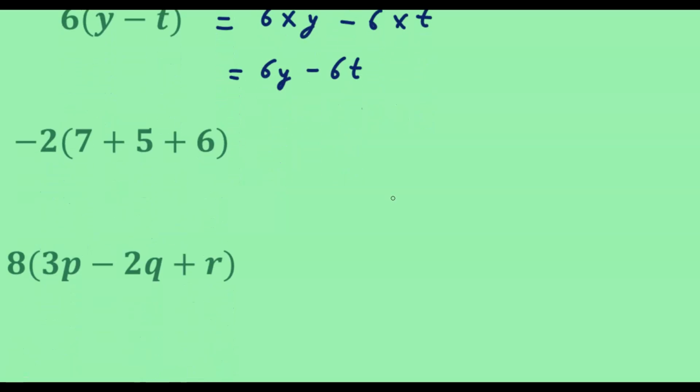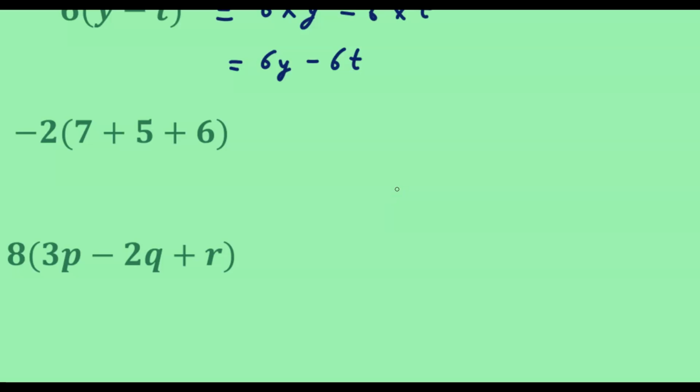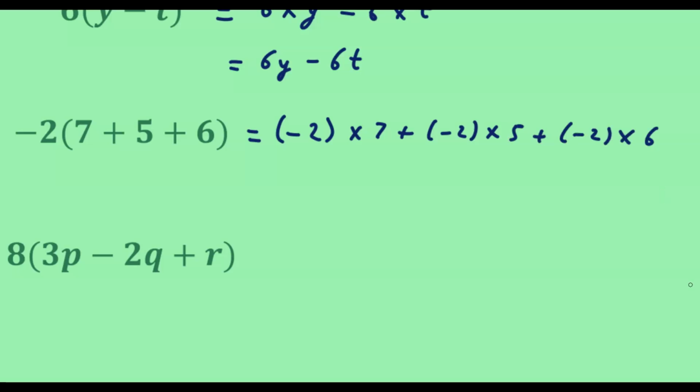Let us consider the next one. We have negative 2 times (7 plus 5 plus 6). Now we need to distribute the factor negative 2 to the terms inside the parentheses using the distributive law. So we have negative 2 times 7 plus negative 2 times 5 plus negative 2 times 6. So we can see that we have distributed the factor negative 2 to each of the terms in the parentheses.